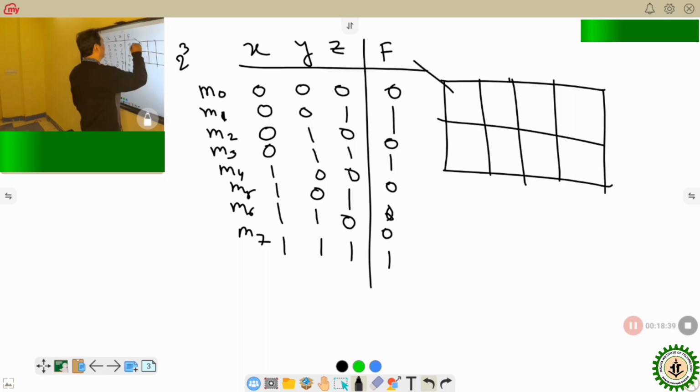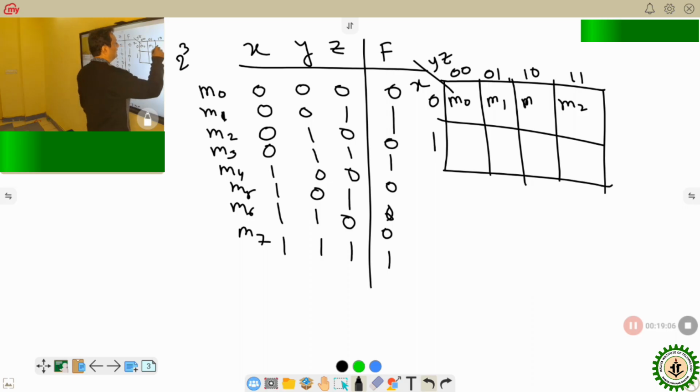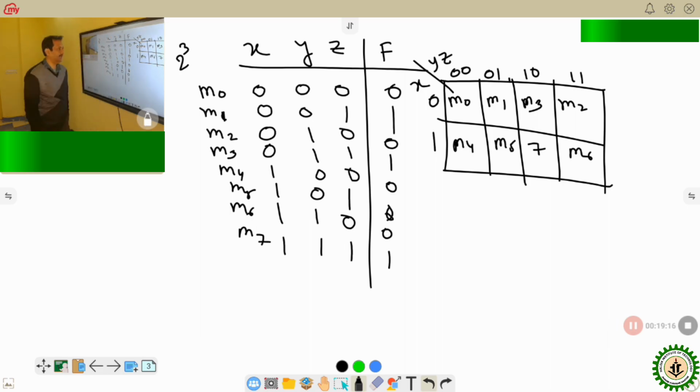So this is suppose x, and this is y and z, and this combination is 0 0 combination, 0 1 combination, 1 0 combination, and this is 1 1 combination, and this is 0 and this is 1. Okay. And actually this is the min term 0 position, this is m0, this one is m1, and this is m2, and this one is m3, this is m4, this is m5, and this one is m6, this one is m7. Okay.